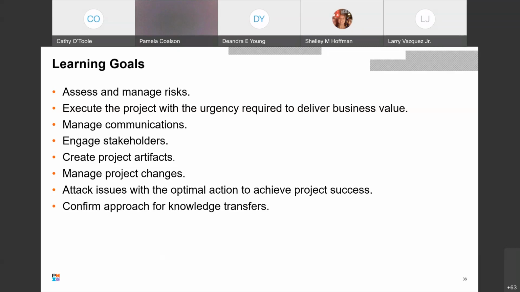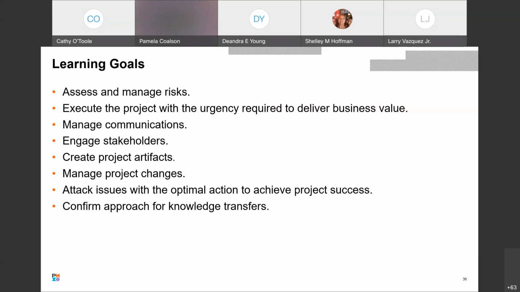It says that we talked about managing project changes, but we have not done a whole lot about that other than to monitor our project and make sure that we are meeting our goals and our baselines and raising concerns if we're not. We've also talked about attacking issues with the optimal action to achieve project success. That's part of the risk management process.